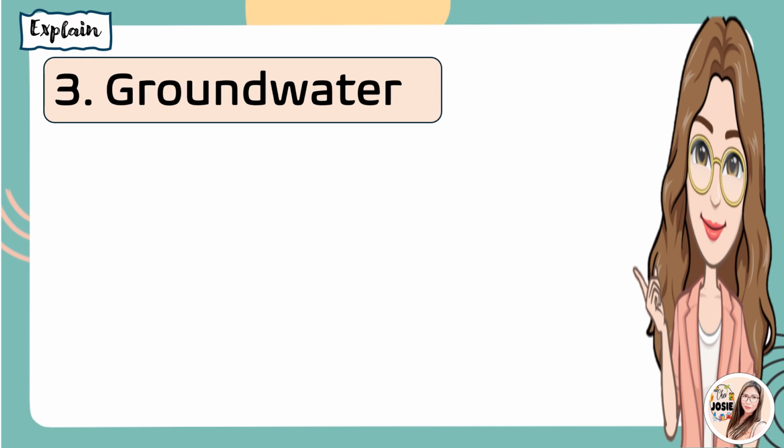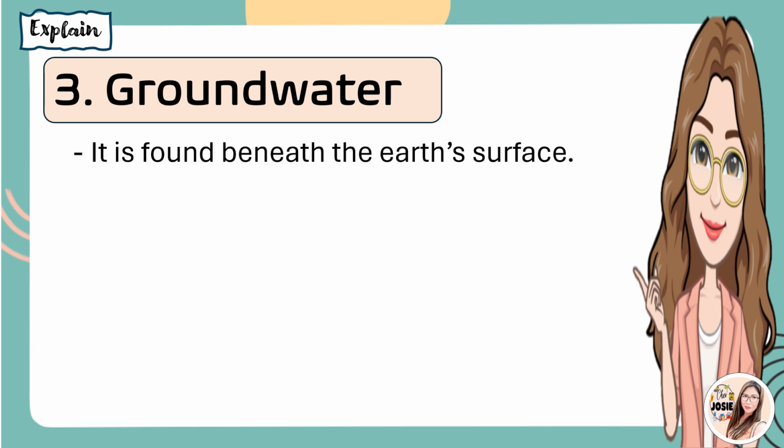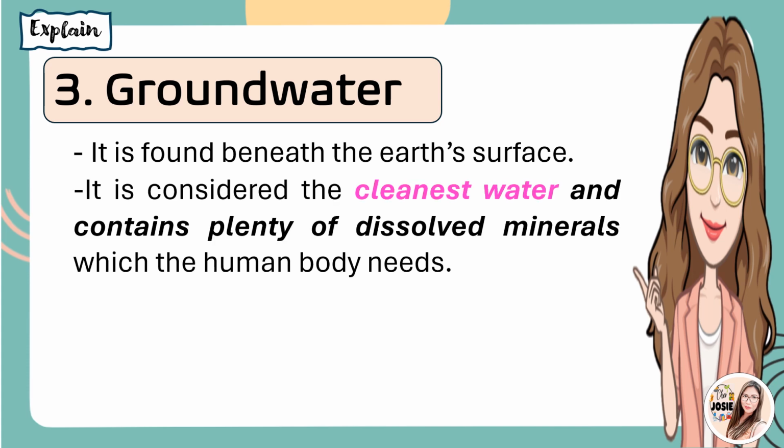The third source of water is what we call the groundwater. It is found beneath the Earth's surface. It comes from water that seeps into the ground. These accumulate in the underground layer called the water table. It is also considered the cleanest water and contains plenty of dissolved minerals which the human body needs.